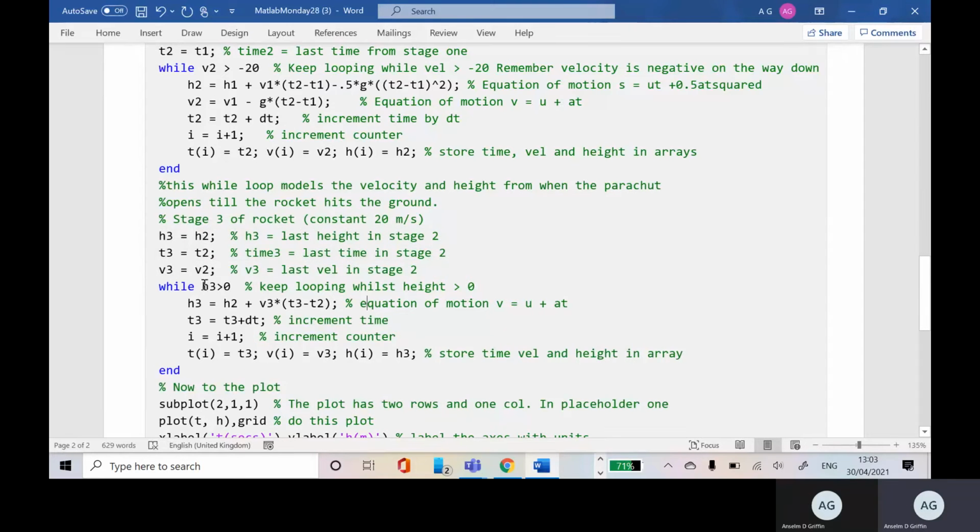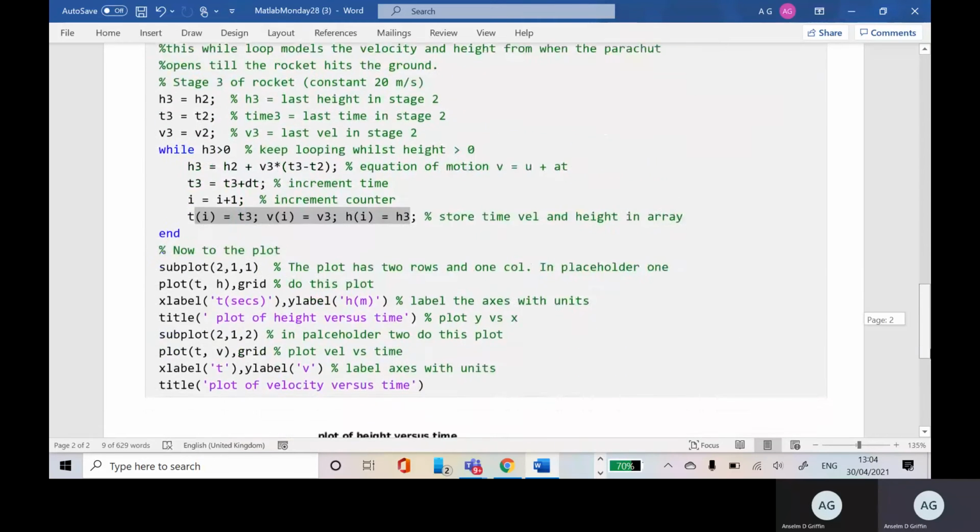So what's the while condition here? While the height is greater than zero, obviously when it hits the ground, the height is zero, so it'll just create a hole in the ground. So you create a new height here. You don't bother with the velocity because we assume it's going at minus 20. We increment the time, we increment the counter, and we store the relevant T, V, and H into the respective arrays there.